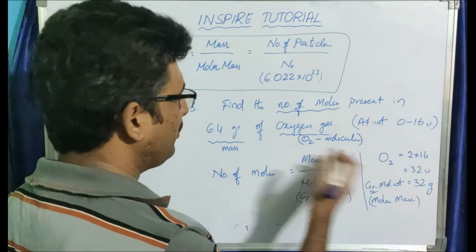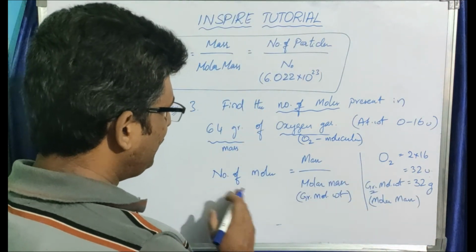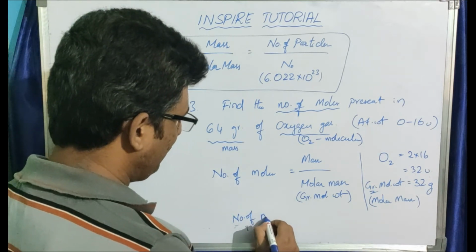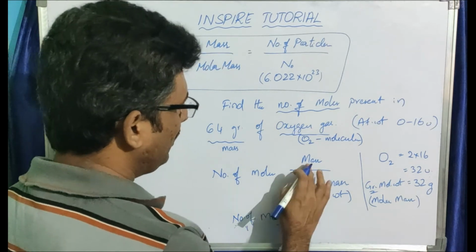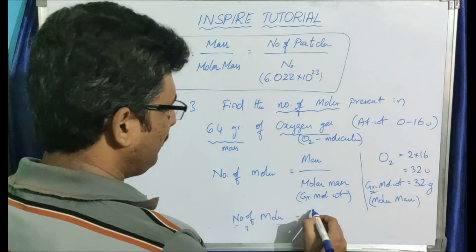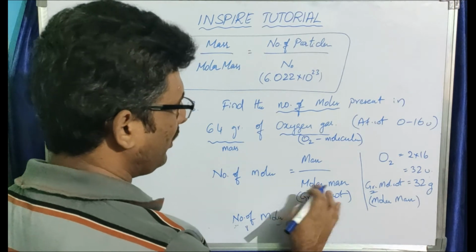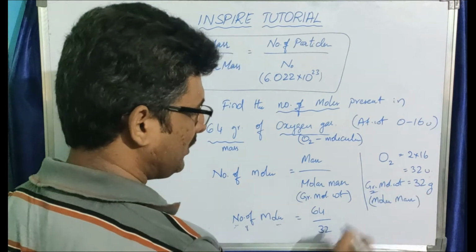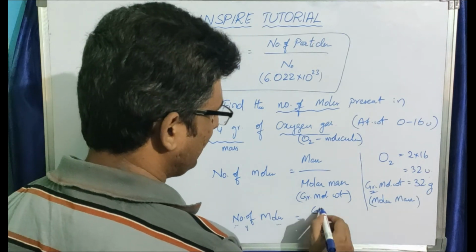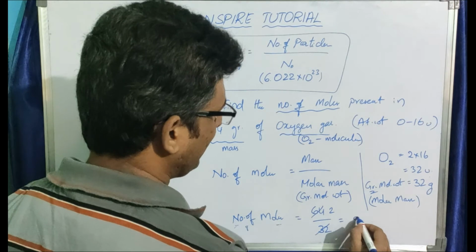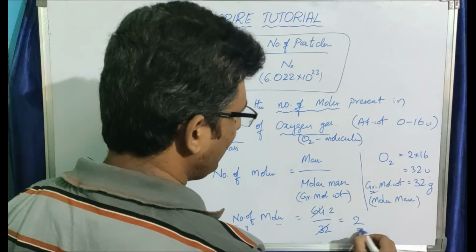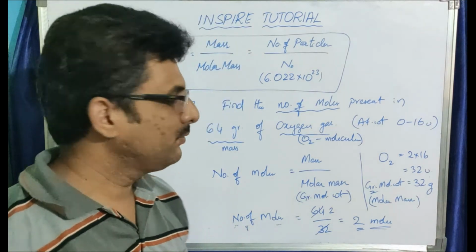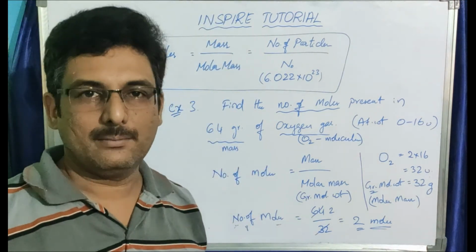Okay, so now we'll substitute the values in the formula. So you need to find the number of moles. So number of moles equals mass, 64 grams, divided by molar mass or gram molecular weight, that is 32. So 32 goes into 64 2 times. So we will get 2. So the number of moles will be 2. That means you are taking 2 moles of oxygen, which equals 64 grams.